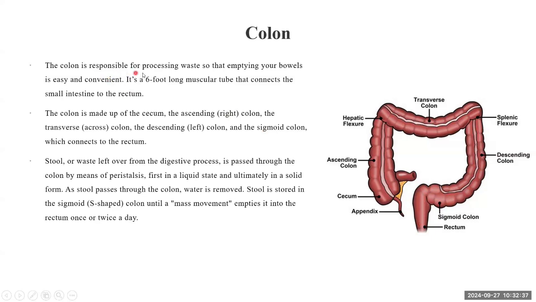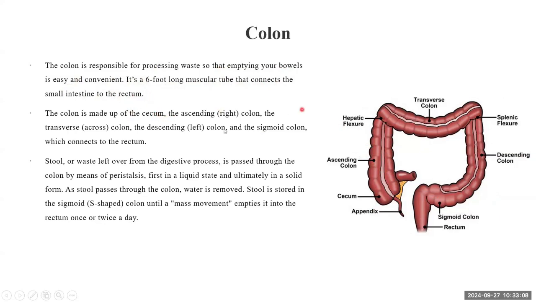So the colon is responsible for processing waste so that emptying our bowels is easy and convenient. It's a 6 foot long muscular tube that connects the small intestine to the rectum. So how does it fit in our body? Even though it is 6 feet, it is folded into different flexures or folds and adjusted to make sure it fits in our body.